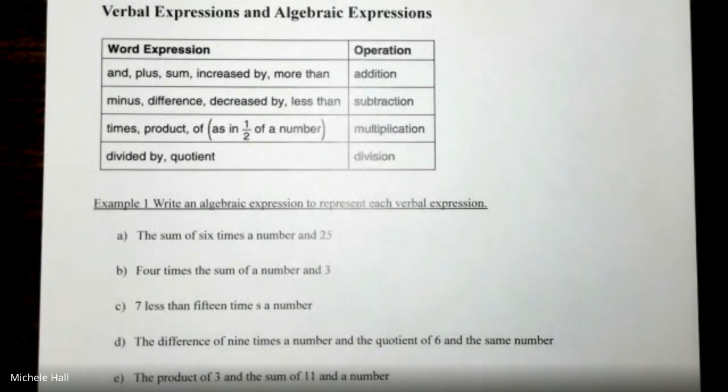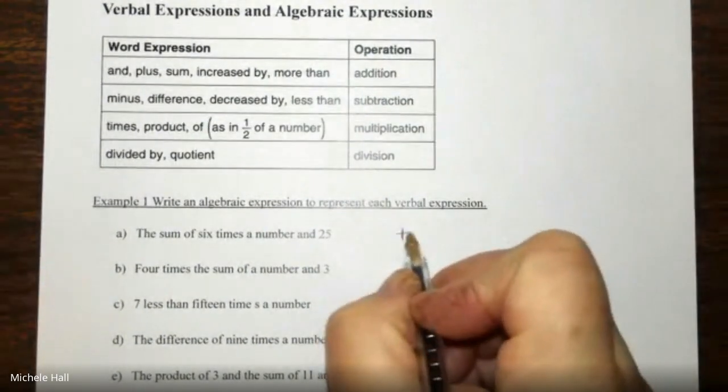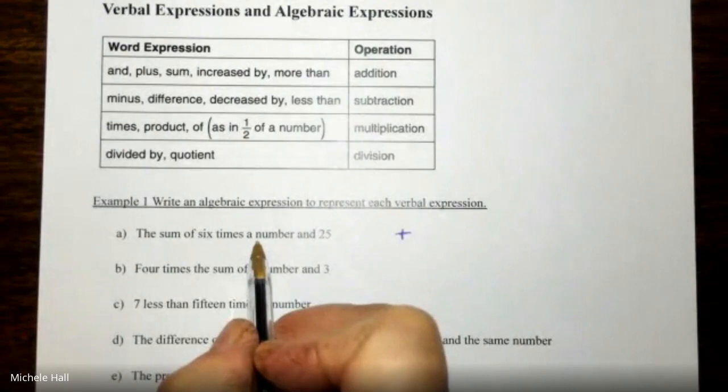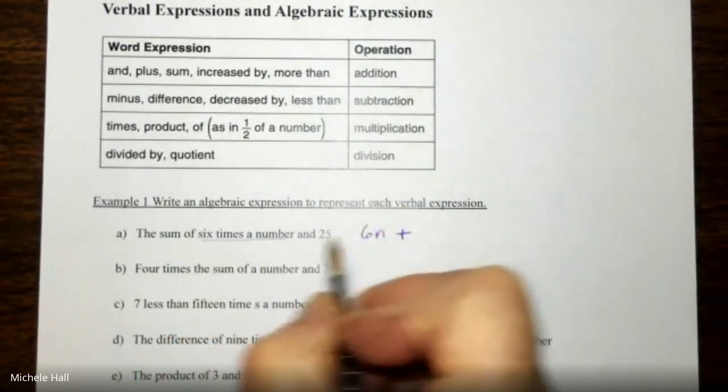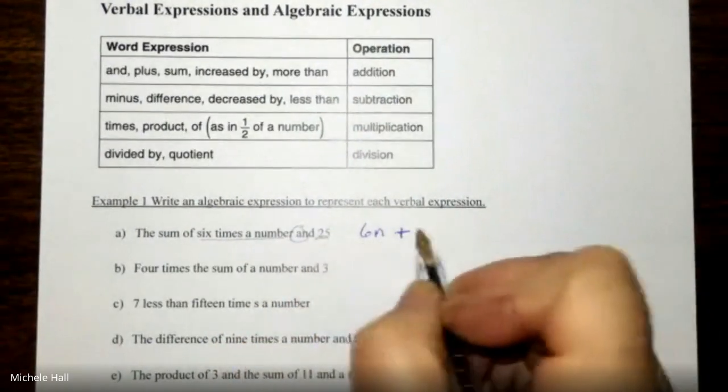The sum of 6 times a number and 25. The sum of what? 6 times a number and 25.